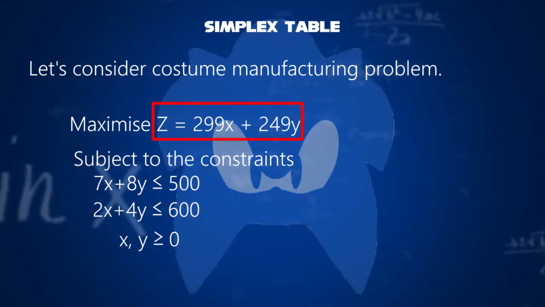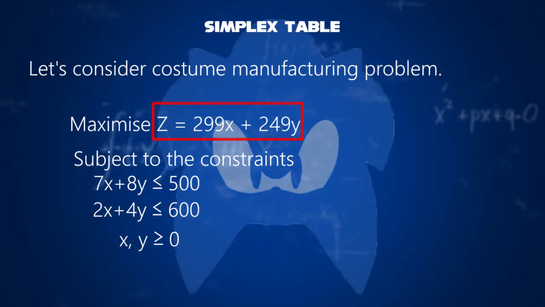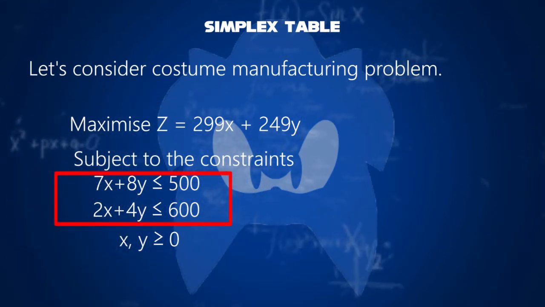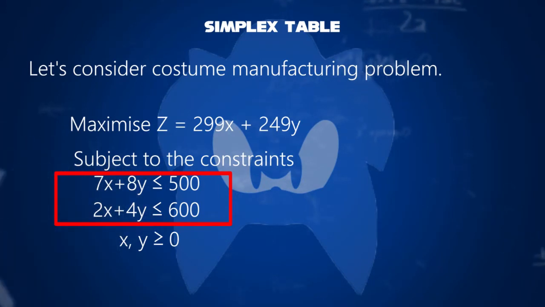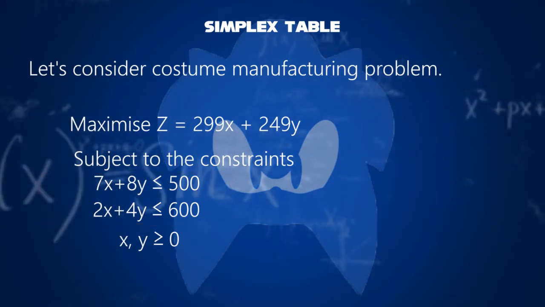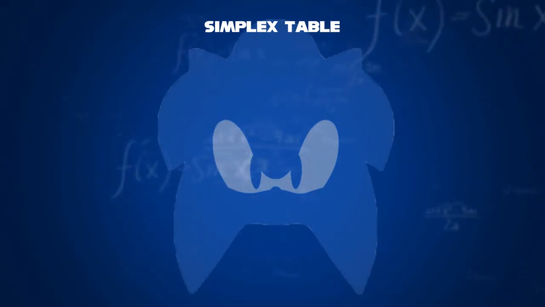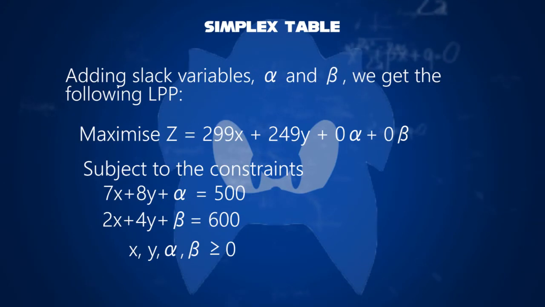Maximize z equals 299x plus 249y, subject to the constraints 7x plus 8y less than or equal to 500, and 2x plus 4y less than or equal to 600, where x and y are non-negative quantities. Now, add the slack variables alpha and beta, as in the previous video.